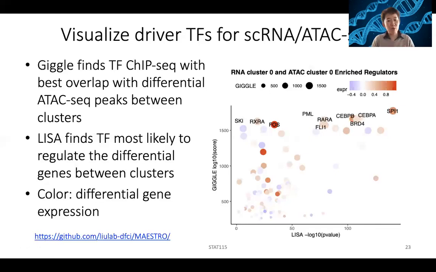With more and more data, we'll be able to learn this better. But this is kind of a useful thing. If you have any differential gene expression, even without ATAC-seq, you can now try to run it on ELISA and see what factors are potentially interesting in regulating your genes.